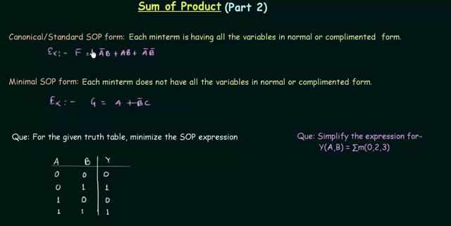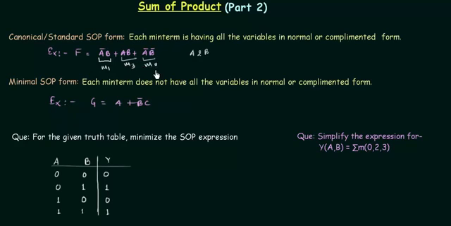In canonical or standard SOP form, each minterm is having all the variables in normal or complemented form. So if I see this example, the function is f and there are three minterms. The first is a complement b, the second is ab, the third is a complement b complement, and in total we have two variables, a and b. You can see that this one is minterm 1, this is minterm 3, and this one is minterm 0.